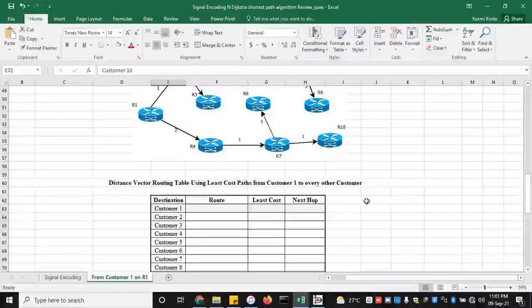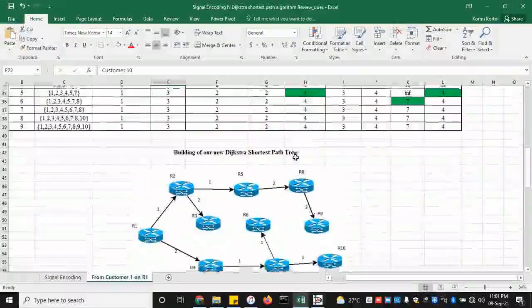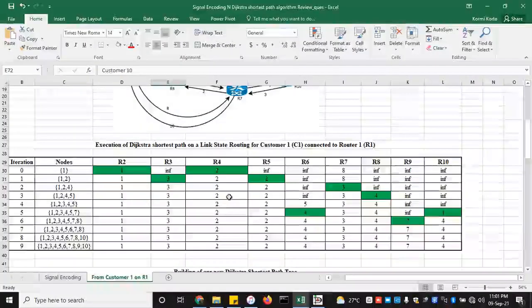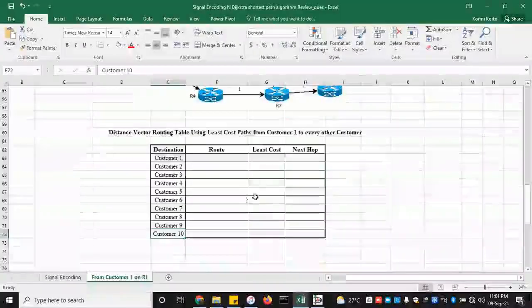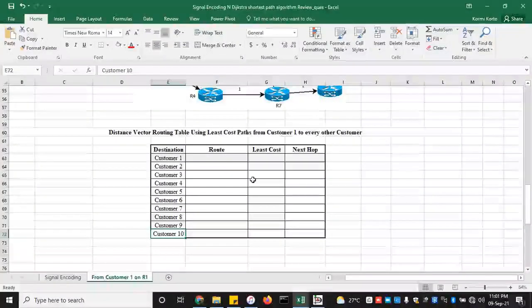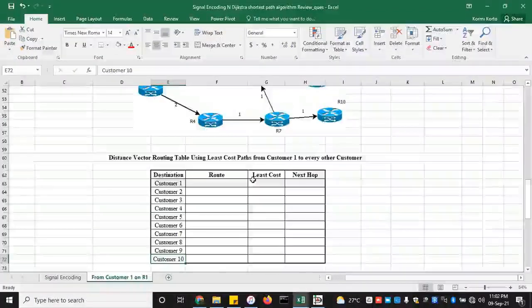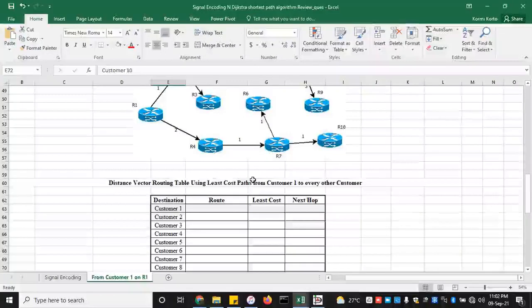And the question is, using the least cost that you generated from your Dijkstra algorithm, use that to plot out the routes that were involved in getting us to each and every single destination. And with the least part, the next hop involved.